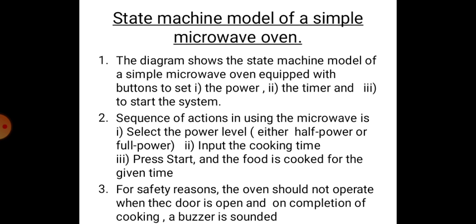Point number 2. The sequence of actions in using the microwave is to select the power level. So you can choose the power level such as half or full. Second, input the cooking time. So you can set the cooking time as per your wish. Press start and the food is cooked for the given time. Point number 3. For safety reasons, the oven should not operate when the door is open, and on completion of the cooking, a buzzer is sounded. So we have seen this in the earlier diagram.